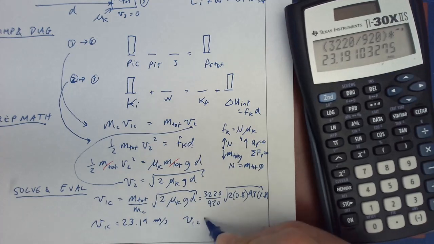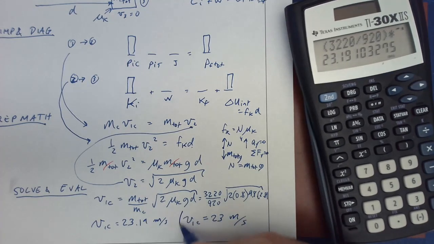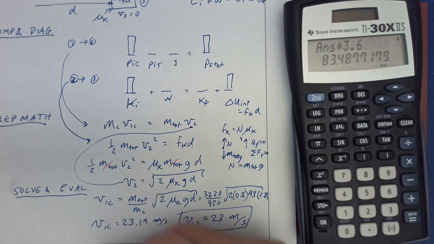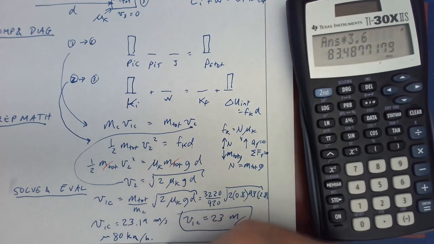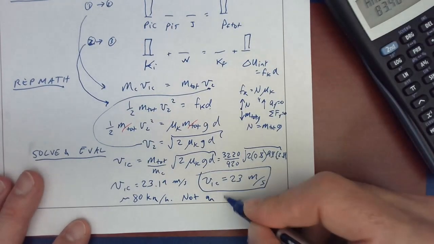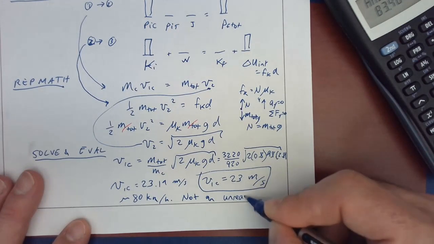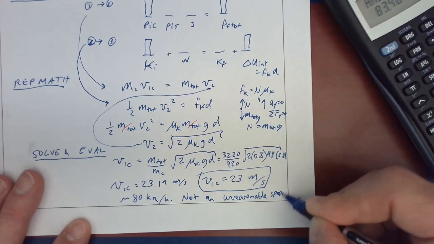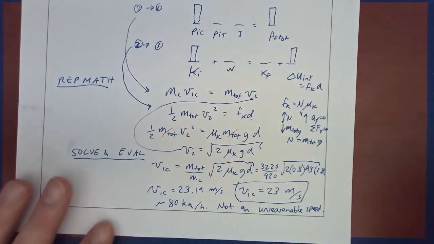V1 of the car. So the initial speed of the sports car was 23 meters per second. And I think if you times by 3.6, you get that's around 80 kilometers per hour. Not an unreasonable speed. Whoop. Bit fast to be crashing, but that's why they slide so far. And that is it.